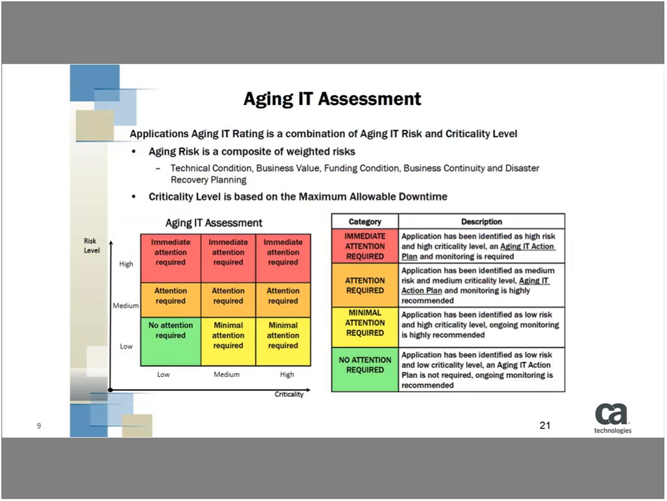So for things that are critical, there are always some actions to take. Even if the risk is low, you're still deemed to be required to take a minimal action. That basically means ongoing monitoring of that application has to happen. But if you have a high level of risk, you're going to be required to put an aging IT action plan into place to make sure that this application is properly reviewed or mitigated from a risk perspective.